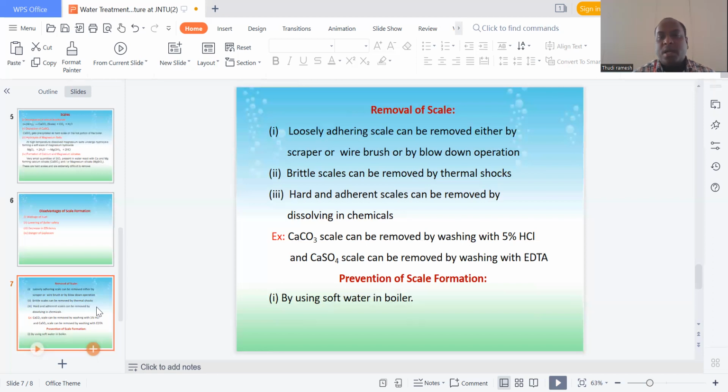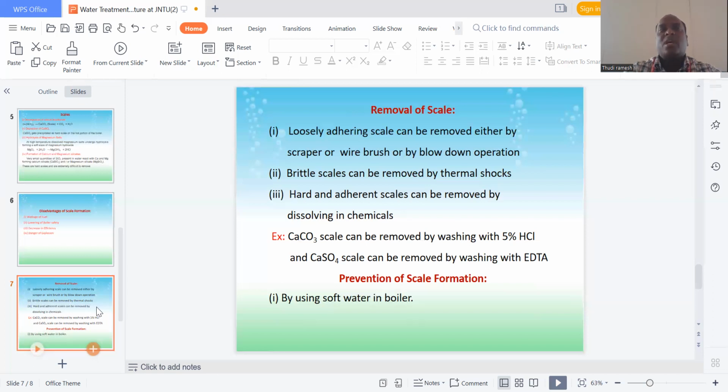So if the hard and adherent scales are present, we can remove them by dissolving with suitable chemical substances like 5% HCl or by using EDTA. We can remove the scale-forming substances of the scales which are formed along the inner walls of the boiler. Right, these are the removal of the scales.